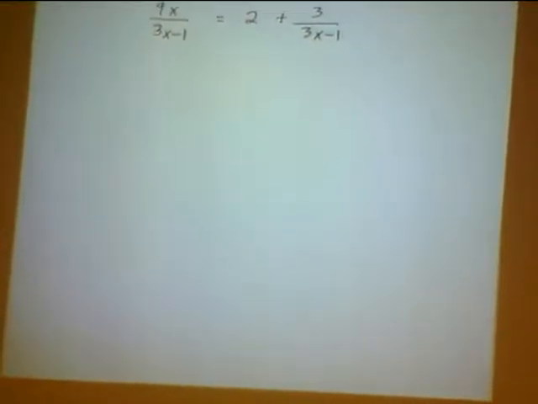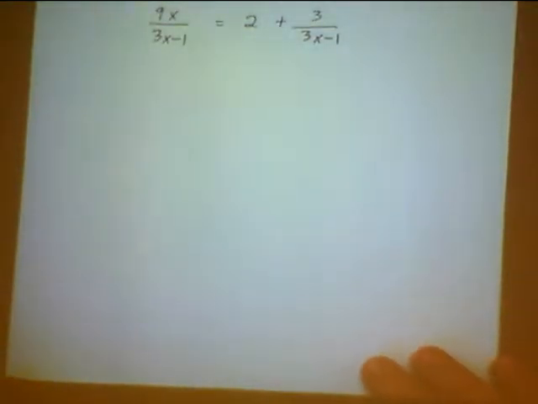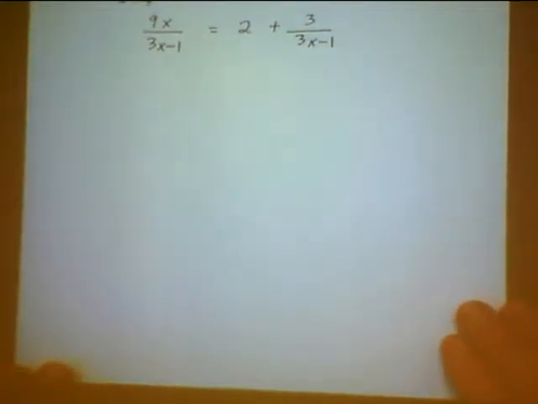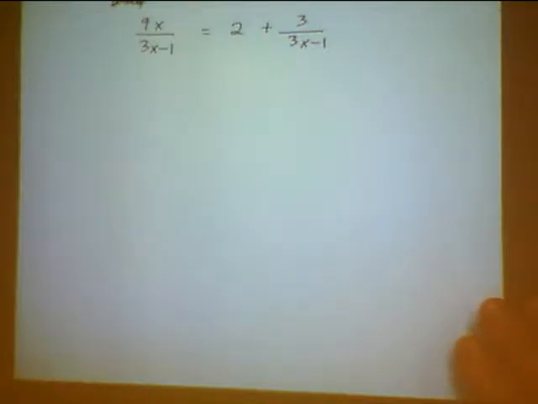Okay, we're going to solve another rational expression. And it looks like my screen's a little crooked, so I apologize for that. Hopefully that's better. All right, so here's the problem: 9x over 3x minus 1 equals 2 plus 3 over 3x minus 1.